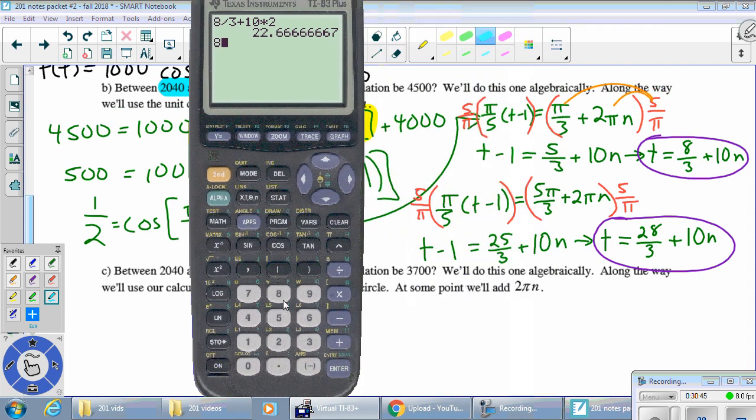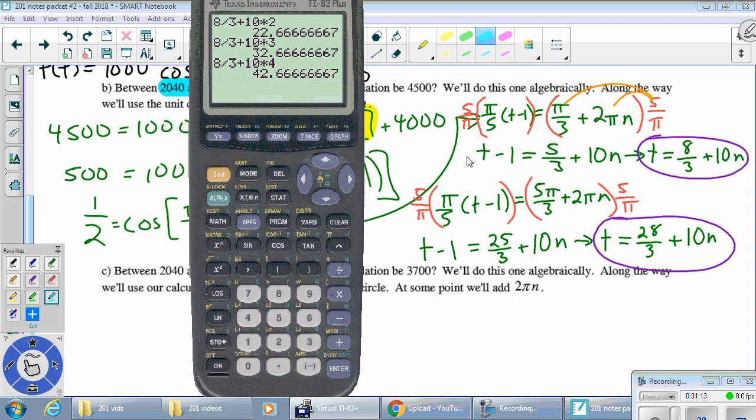So how about we try 8/3 plus 10 times n. n equals 2 was too small. How about n equals 3? Okay, 32. All right, now I see what's happening here. So really, I think we should just do n equals 4. And that lands us at 2042 and change, and that is one answer right there. So t equals this thing is one of our answers.